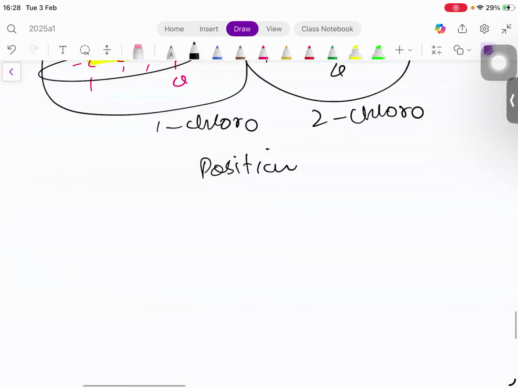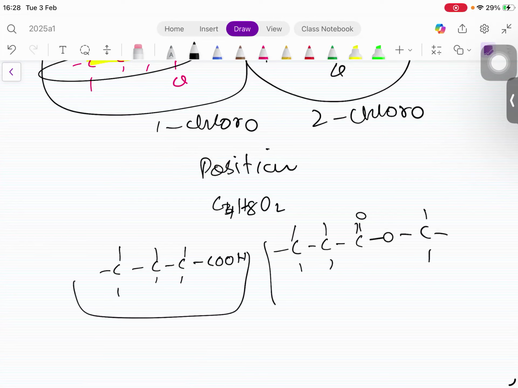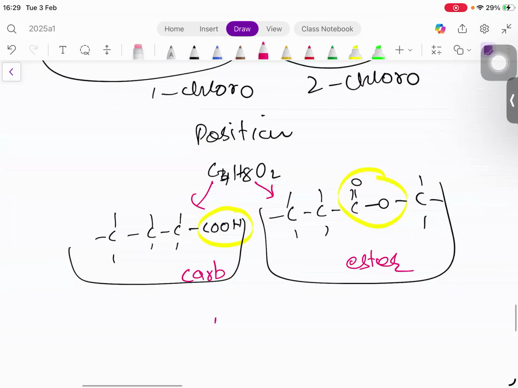In another case, for example, C4H8O2, for example, 1, 2, 3, 4, OH. So it's a carboxylic acid. 1, 2, 3, 4, it's an ester. So what is the difference now? These two structures differ by means of what? Functional group. One functional group is the ester and this one is the acid. Both of them have the same molecular formula. So when the structures differ by means of functional group, they are known as functional group isomers, right?